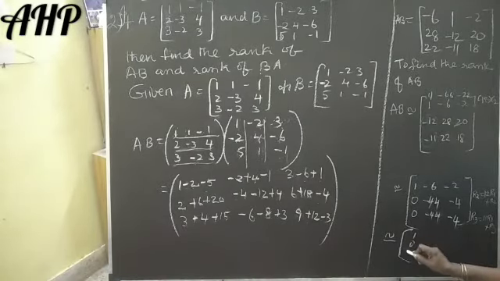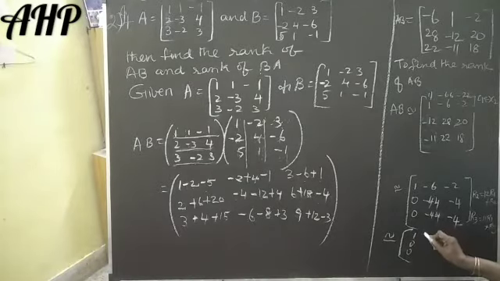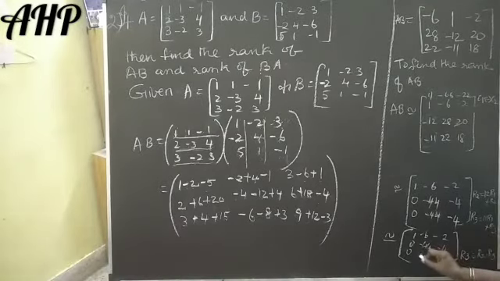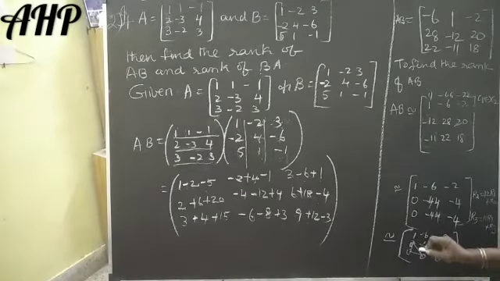1, 0, 0, 6, minus 2, minus 44, minus 4. Our R3 is going to be R2 minus R3. So this place will be equal to 0. Now this is an echelon form with two non-zero rows.